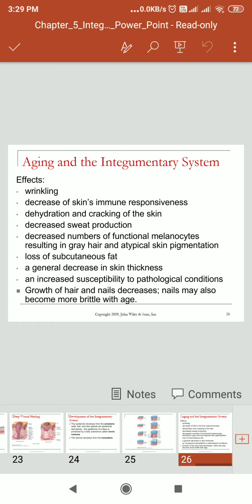And aging and the integumentary system: the effects are wrinkling, a decrease in skin immune responsiveness, dehydration and cracking of the skin, decreased sweat production, and a decreased number of functional melanocytes.